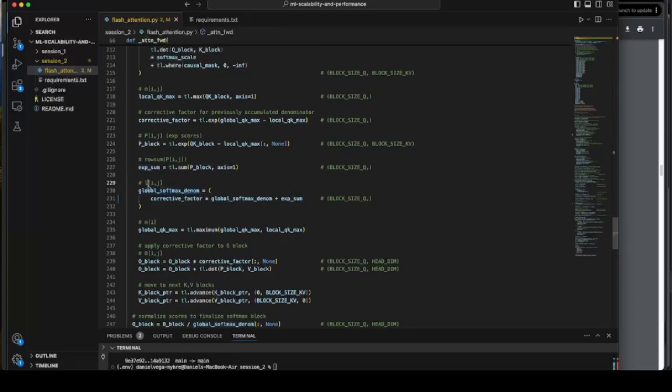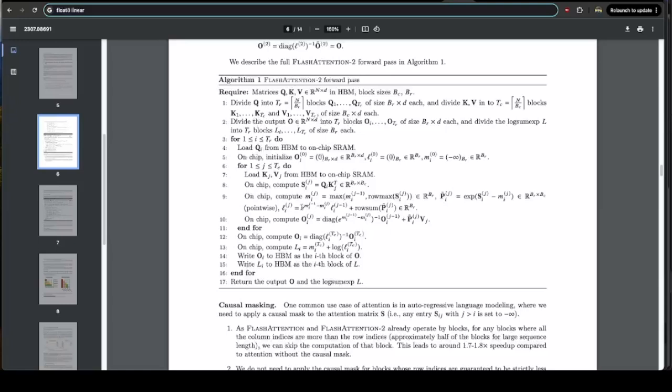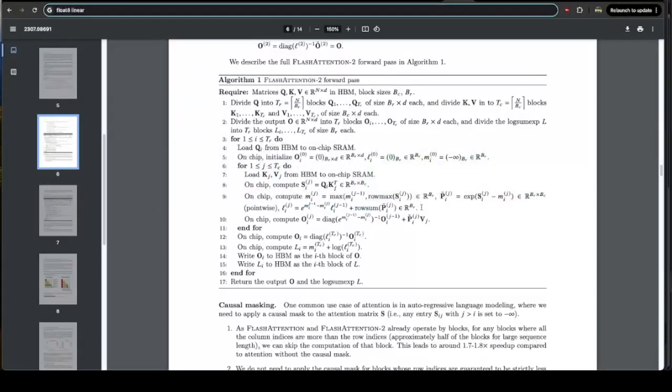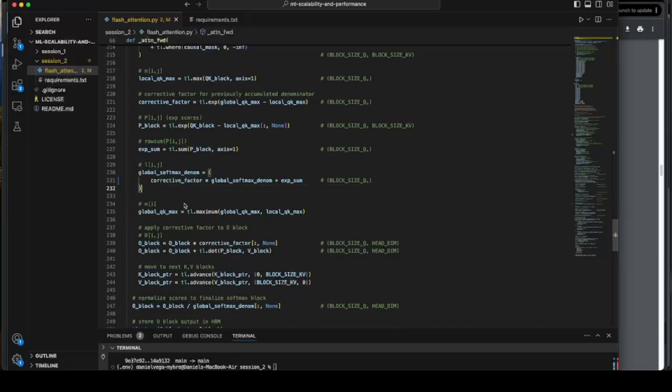Now, to actually compute the new updated global softmax denominator, we multiply the corrective factor, which is the e raised to the previous max minus the new max, by our previous global softmax denominator, plus our row sum. And if we look at our code, here we have our corrective factor times our previous global softmax denominator plus our row sums, right? So this line right here is implemented right here. Okay, hope that makes sense.